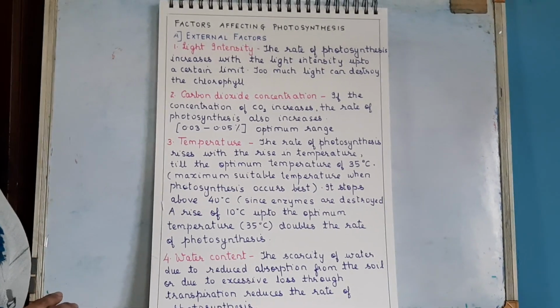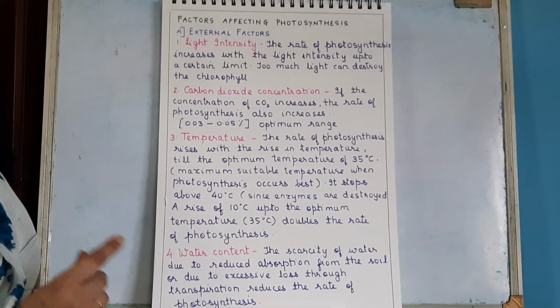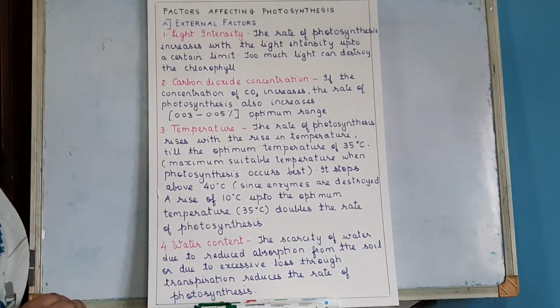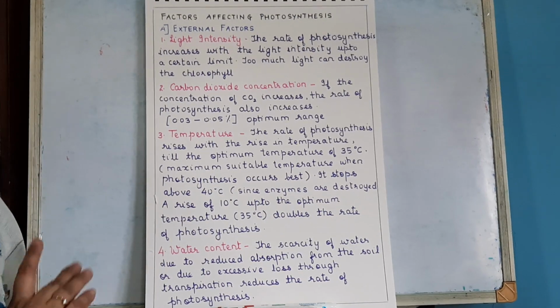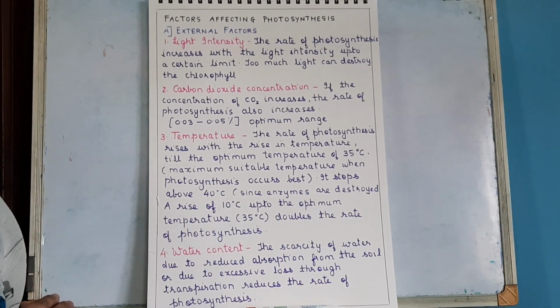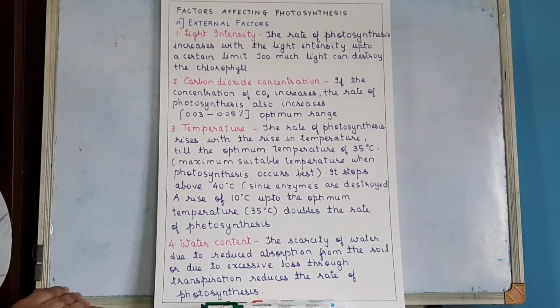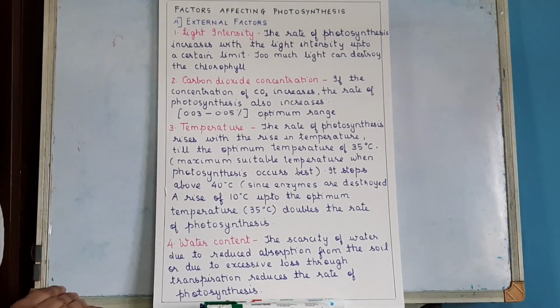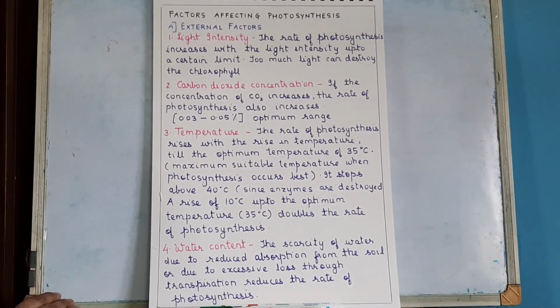Questions based on give reason, like why photosynthesis stops above 40 degrees, are generally asked. So you have to write that enzymes which are required for the process of photosynthesis get destroyed, and therefore the optimum temperature is 35 degrees Celsius.